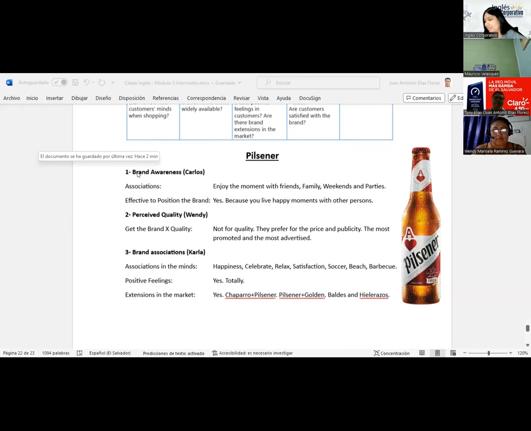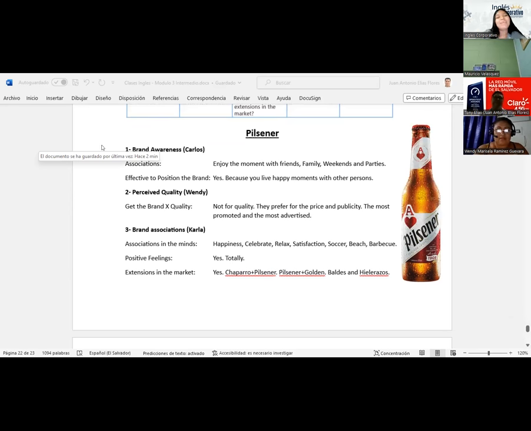If you want a good explanation about the product, we don't have all the ideas because we aren't experts in this type of product, and we are not drunkards. But this is the idea, and everyone is going to explain every point.